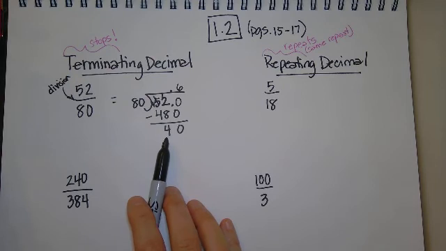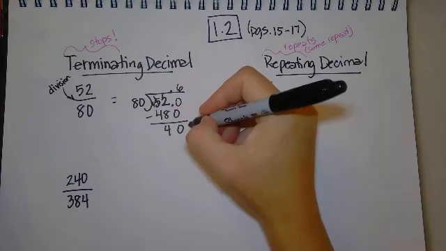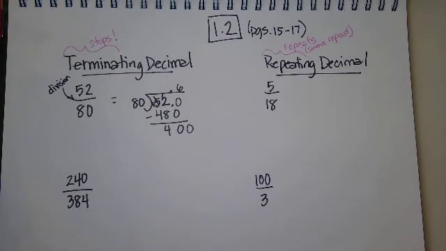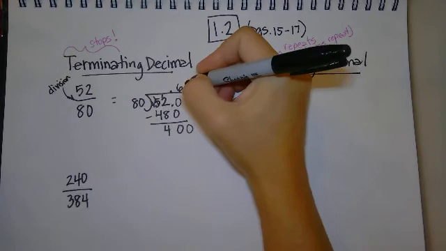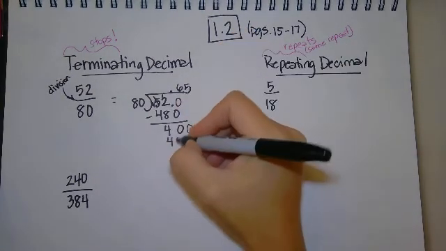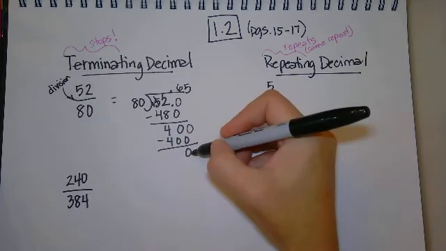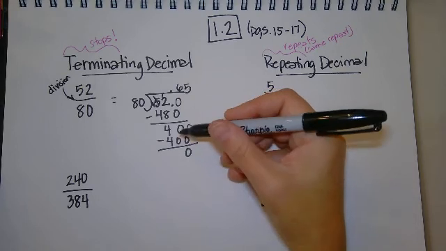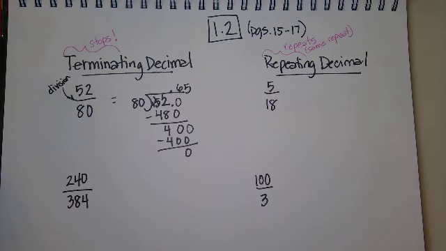How many groups of 80 are in 40? Well, none. But I do have a decimal here, so I can add a 0. So I'm looking at how many groups of 80 are in 400, and I know that that is 5, because I know that 8 times 5 is 40. And so 80 times 5 is 400, and then when I subtract, I get 0. See, I subtract and I get 0, so I know it's a terminating decimal. So my decimal equivalent to 52/80ths is 65 hundredths.